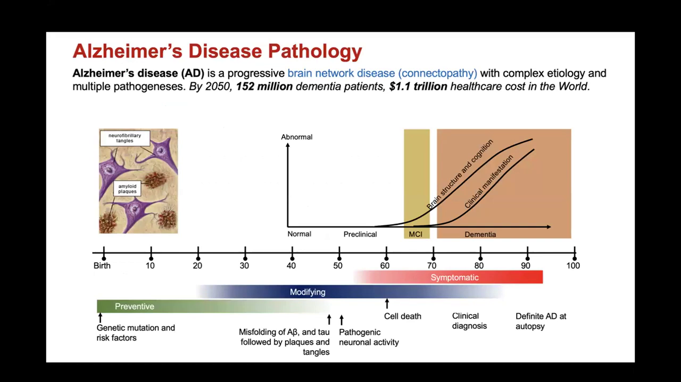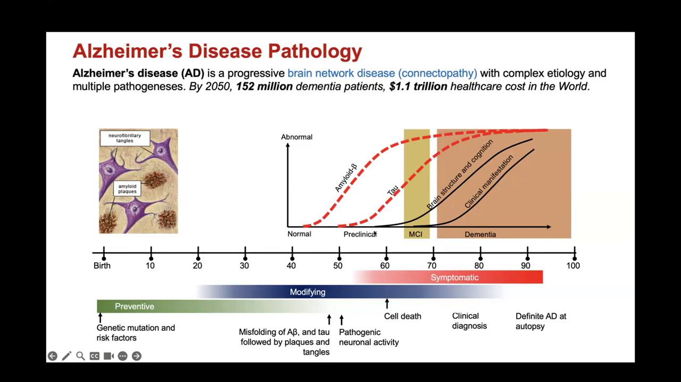So first, I want to give a little bit of background about human brain disease, like Alzheimer's disease. AD is a progressive brain network disease with very complex etiology and multiple pathogenesis. By 2050, there will be 152 million dementia patients and also 1.1 trillion in healthcare costs in the world. If you look at this figure, sorry, this is so small here.